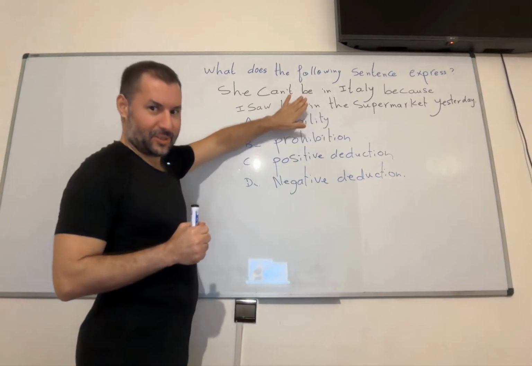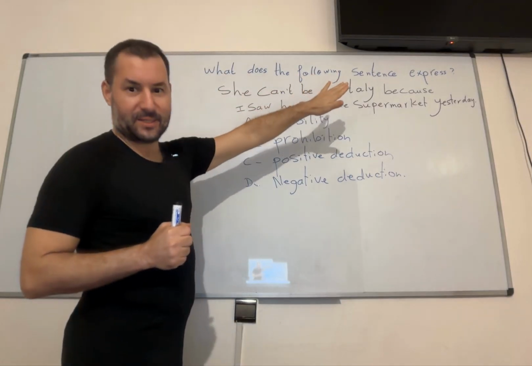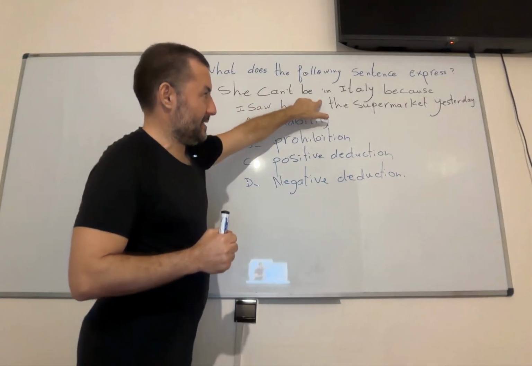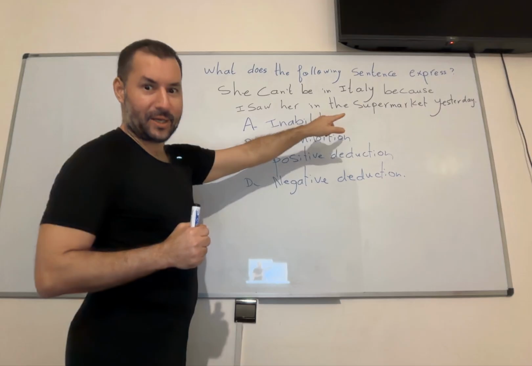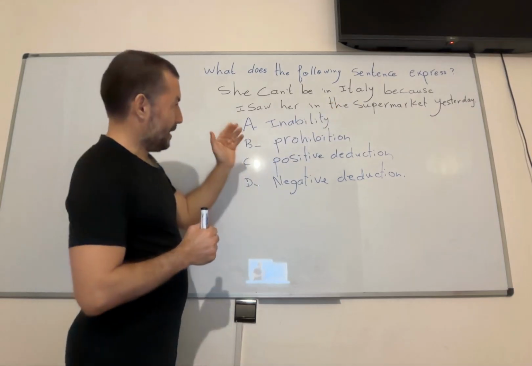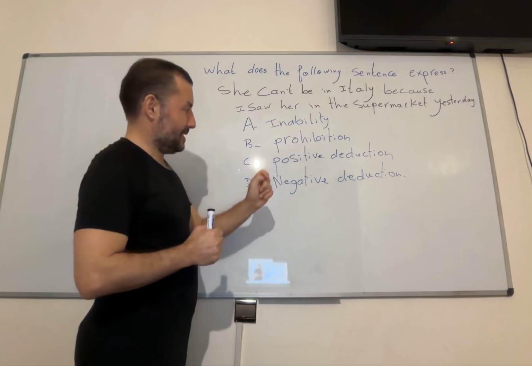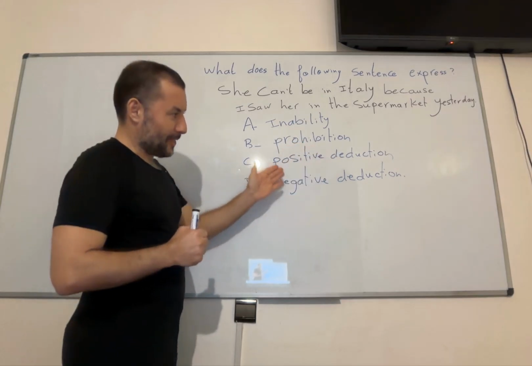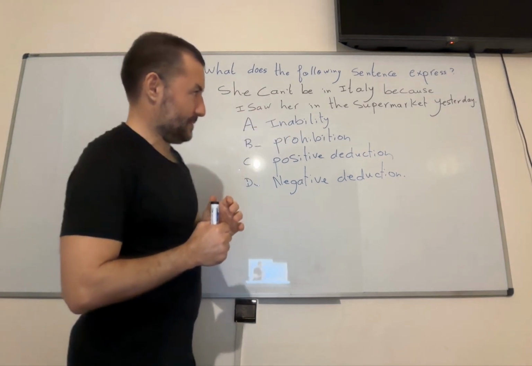So the first question is, what does the following sentence express? She can't be in Italy because I saw her in the supermarket yesterday. A. Inability. B. Prohibition. C. Positive deduction. And D. Negative deduction. So which one is the right answer?